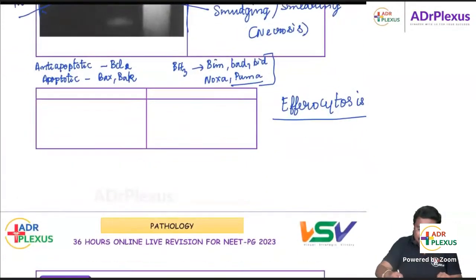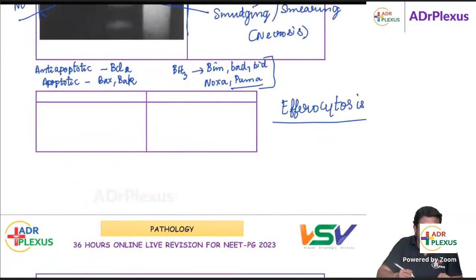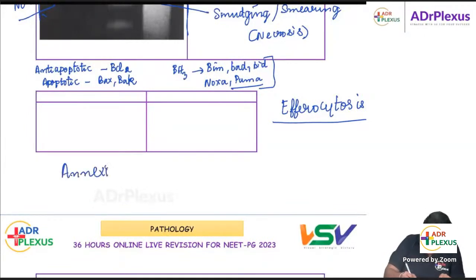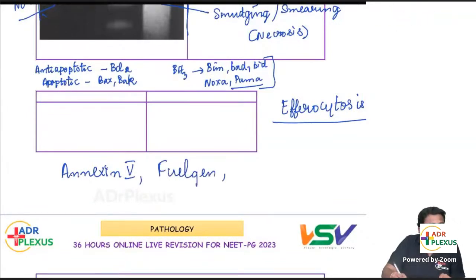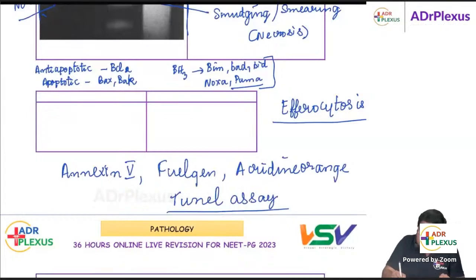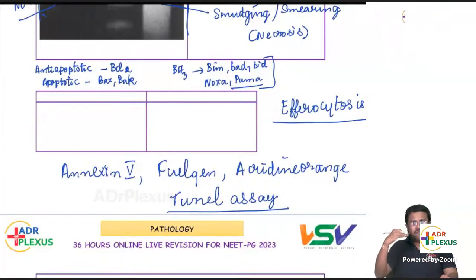Can you name some special stains for apoptotic cells? Annexin V, Feulgen stain, acridine orange. Do you know any assay for demonstrating apoptosis? Very good, TUNEL assay. So all these things you have to remember in case apoptosis is asked.